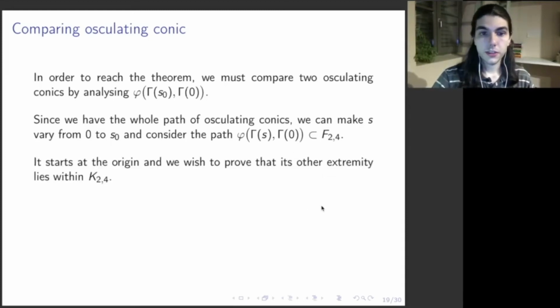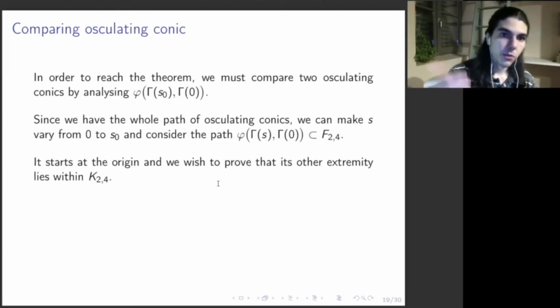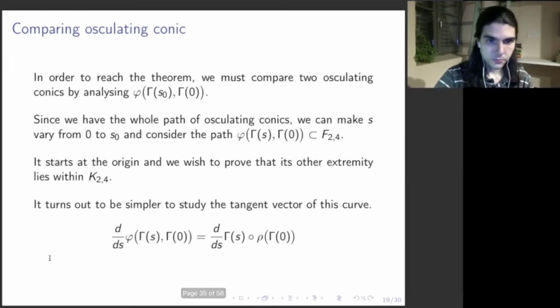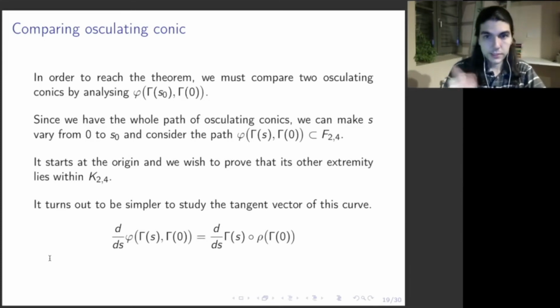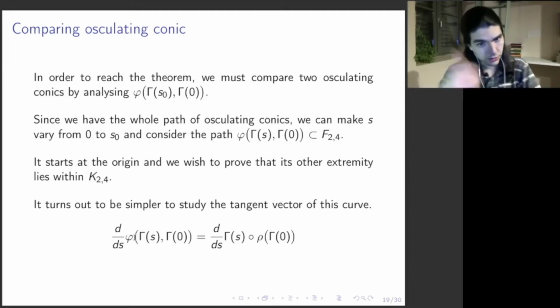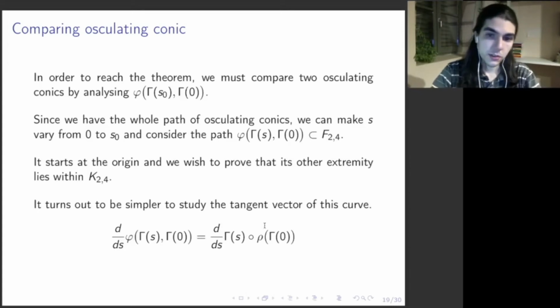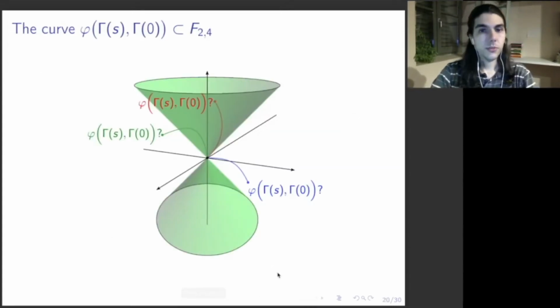We know that it starts at the origin, and what we want to show is that the other extremity lies within the cone, the blender, K24. And it turns out to be simpler to study the tangent vector of this curve. So we're going to take the derivative of the curve of polynomials produced by the osculating conics. And the derivative is given just by that. Right, the path is somewhere. Here is just a representation. You know, this space of binary quartics is of dimension 5, so we cannot draw it. But the idea is the following. We have this path, and we want to know where it ends. Does it end inside the blender or outside of it?